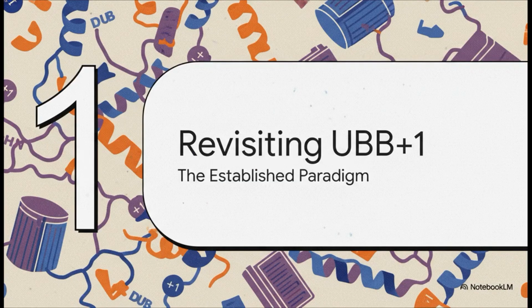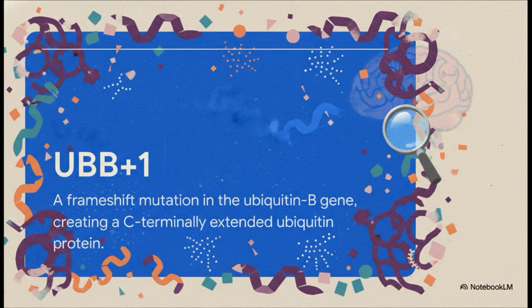All right, Section 1. Let's start with the central player here, the mutant ubiquitin, UBB+1. We need to be crystal clear on what it is and, more importantly, what the field has long presumed it was doing inside our cells. So what exactly is UBB+1? Well, it's an aberrant protein that comes from a frameshift mutation in the Ubiquitin-B gene. This results in a ubiquitin protein that has an extra piece tacked onto its C-terminus. For this discussion, we're going to call this whole class of proteins Ubex.